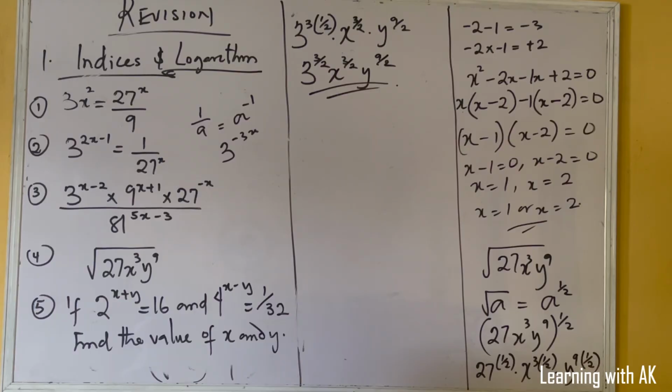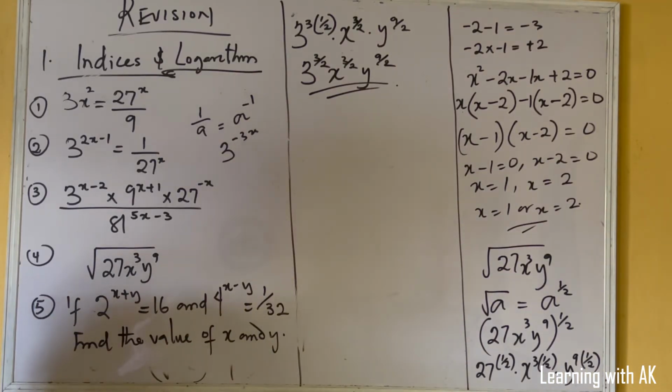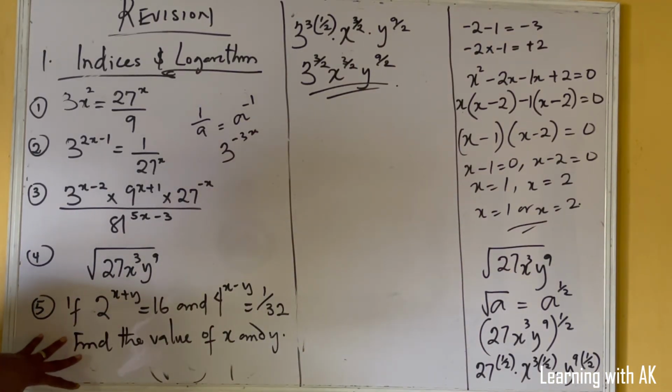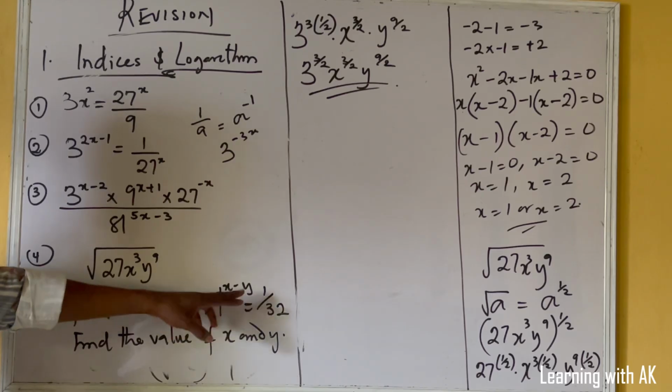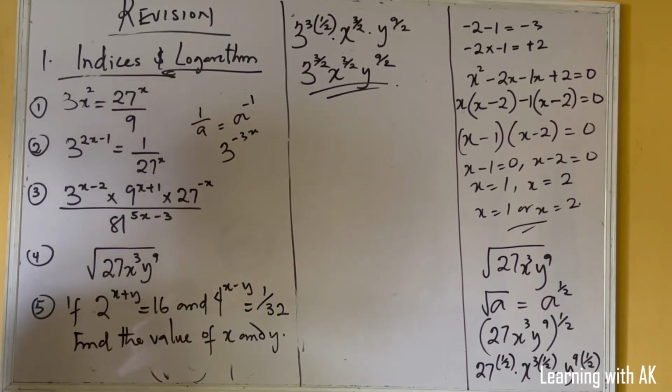That's your final answer. Now for number 5, what do you do here? This is simply a quadratic equation, because you have: if 2 raised to power x plus y is equal to 16 and 4 raised to power minus y equals 1 over 3, find the value of x and y. Simply quadratic. So I just leave you, you do the rest. Let me know your answer in the comment section.